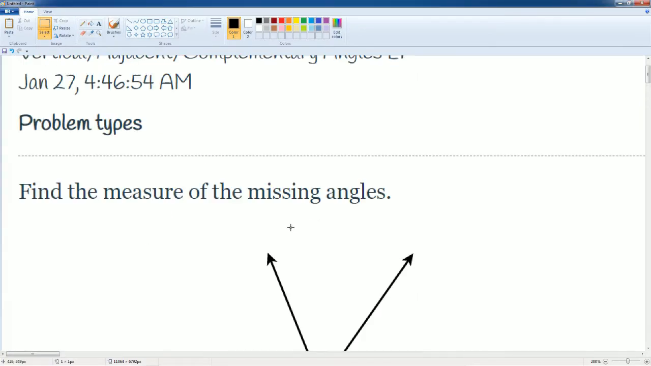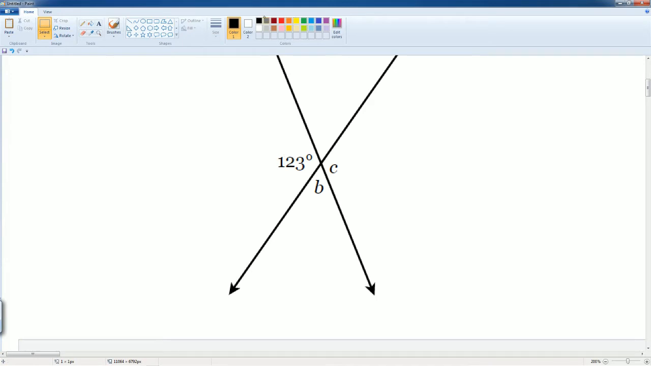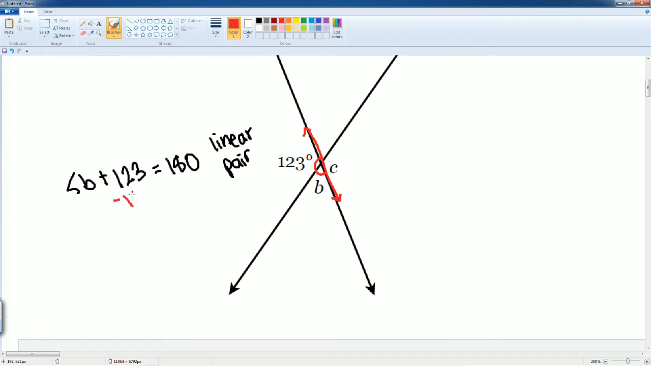Here we see that angle B and the 123 degrees are a linear pair because they form a line right here. This means that angle B plus 123 degrees has to be equal to 180 because they are linear pairs. To solve for B, we subtract 123 from both sides, and you're going to get angle B is equal to 57.